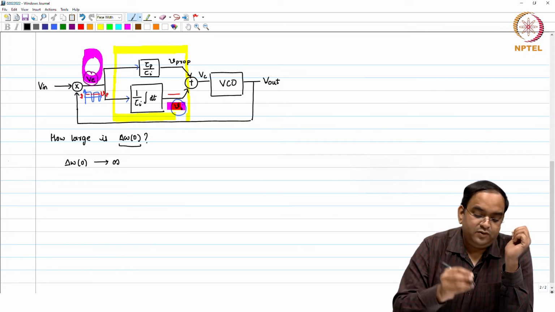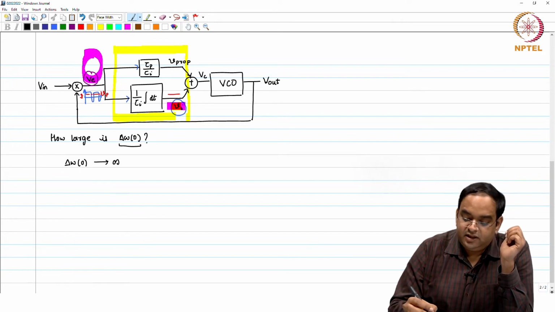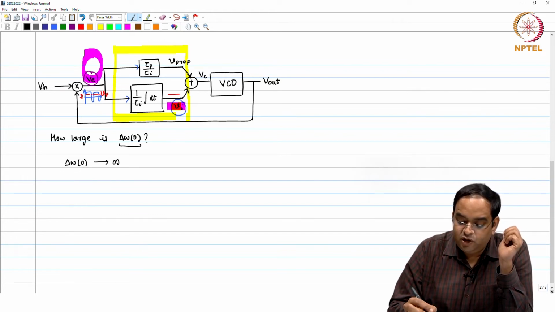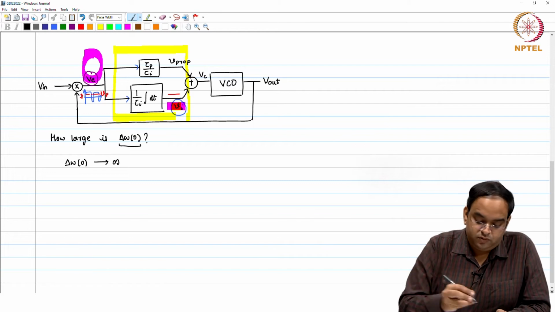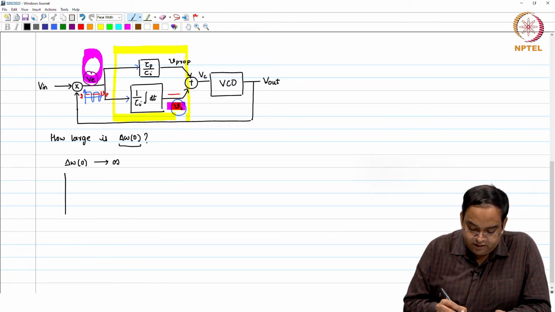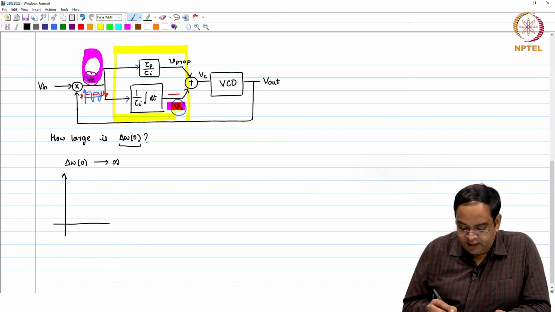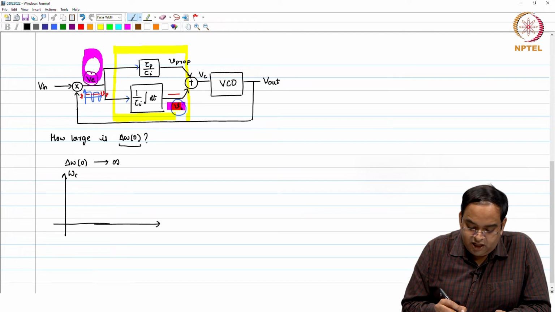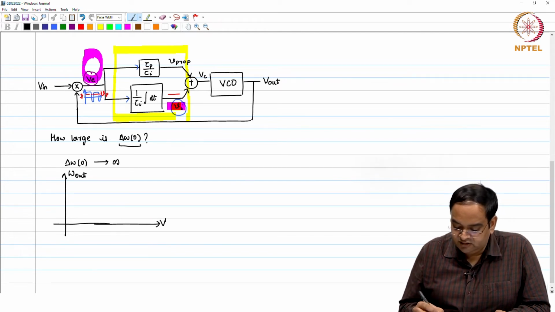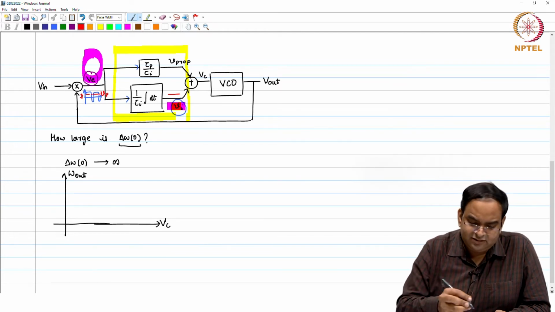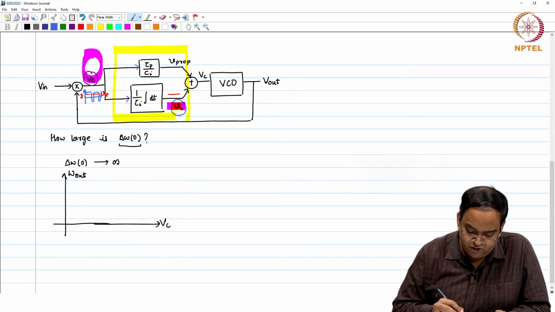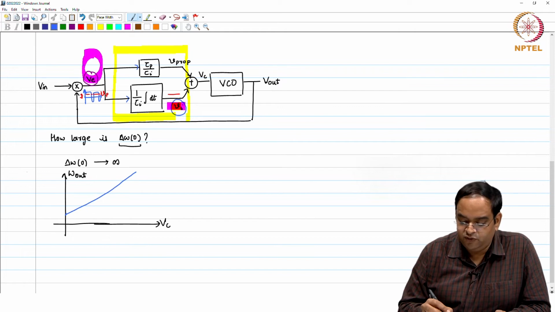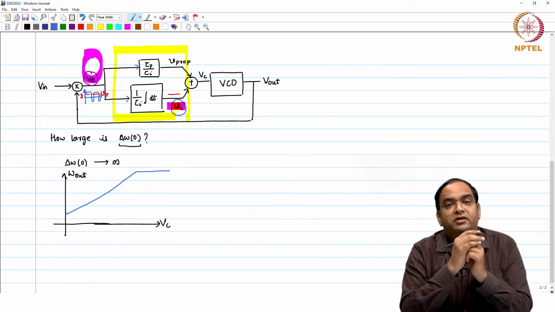In practice, what you will see here is that there is a limit on the VCO. What do we mean by that? In case you are looking at the VCO characteristics, you may find that the omega out frequency versus the control voltage has some upper limit. We do not know how much. You cannot just keep on increasing the oscillator's frequency as you want. It may saturate at some point.